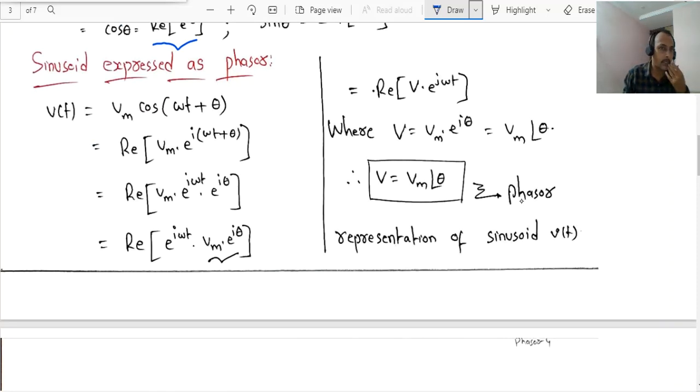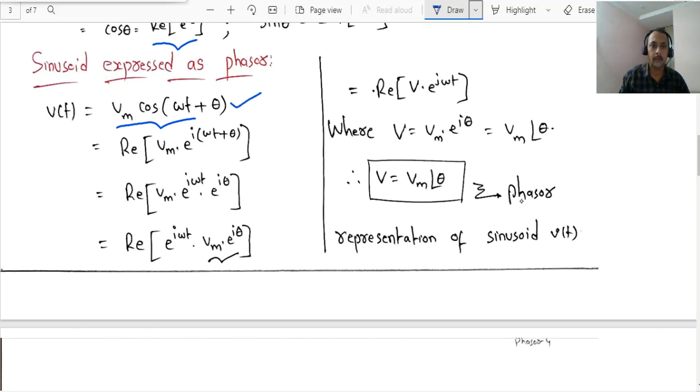Now let me see. For example, a sinusoid is given, v of t equal to Vm cos of omega t plus theta. How can we write this? If you observe, this is nothing but the real part of Vm e power i of omega t plus theta. E power i theta can be written as cos theta plus i sin theta, right? So after expanding, if only the real part is considered, that is nothing but Vm cos of omega t plus theta.